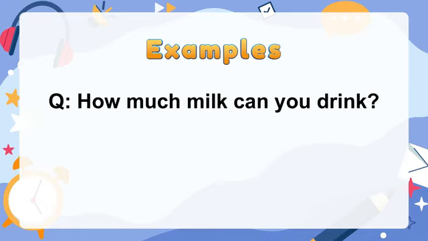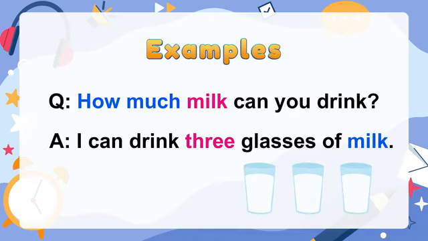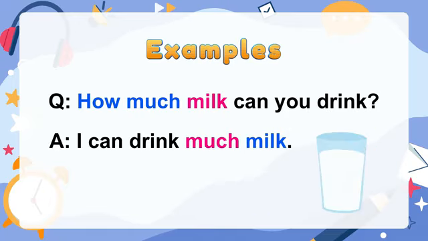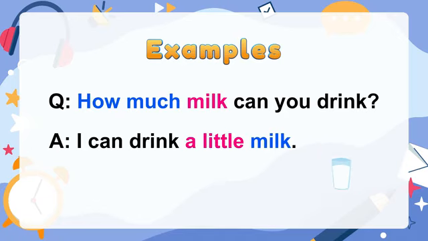The next example says, how much milk can you drink? Milk is uncountable, so you use much. Here are some possible answers. I can drink 3 glasses of milk. I can drink much milk. I can drink a lot of milk. I can drink some milk. I can drink a little milk.